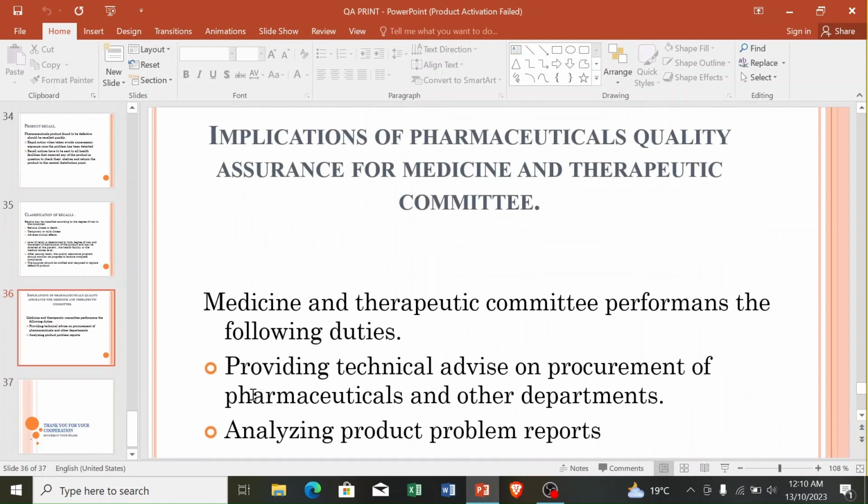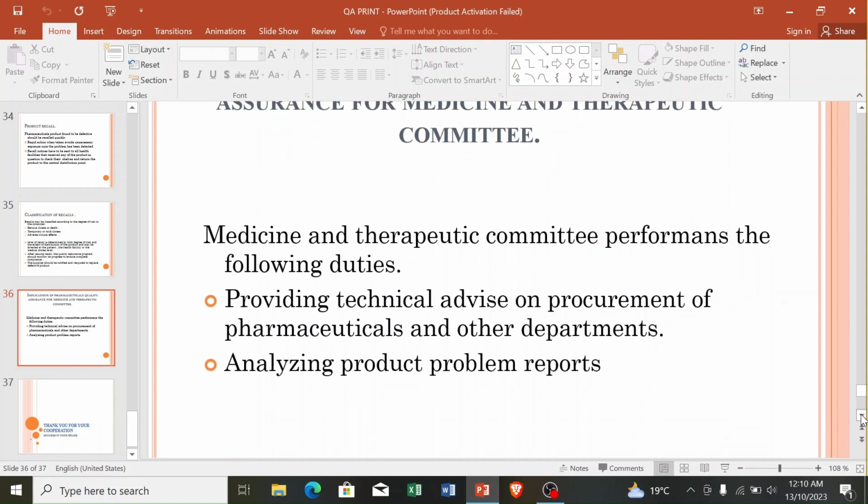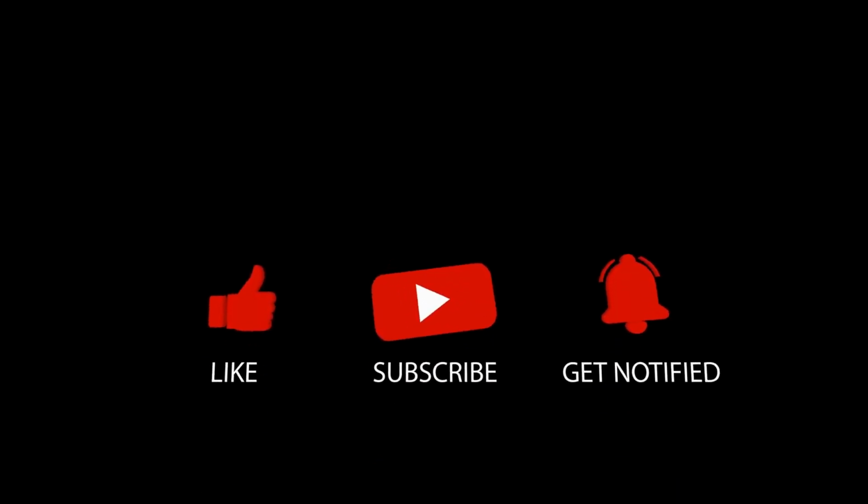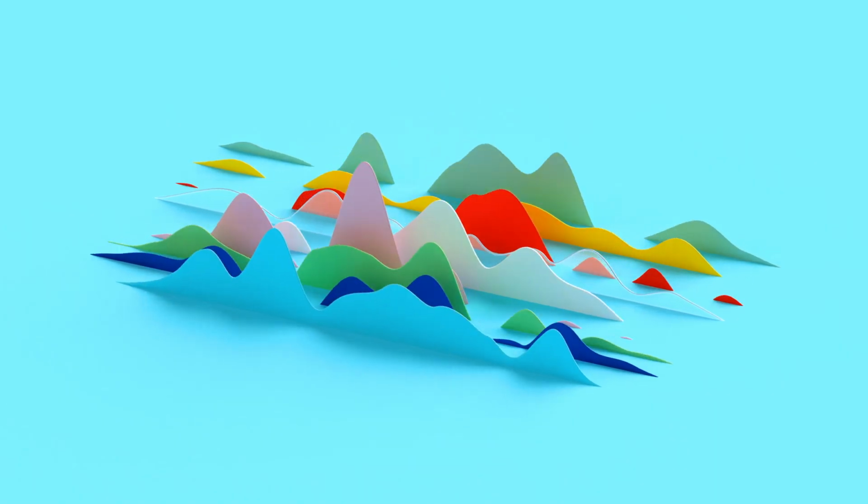Okay, and then we have the implications of pharmaceutical quality assurance for the medicine and therapeutic committee. For us to know that this committee is present, we see that they should provide us with technical advice on procurement of pharmaceuticals and other departments, and then analyze product problem reports. They should also be part of that. Okay, this brings us to the end of our presentation.